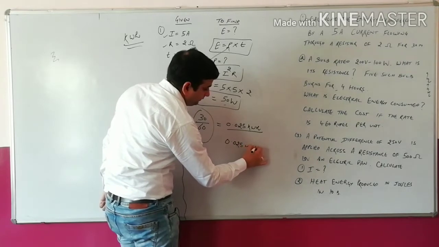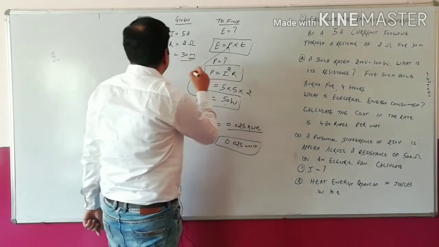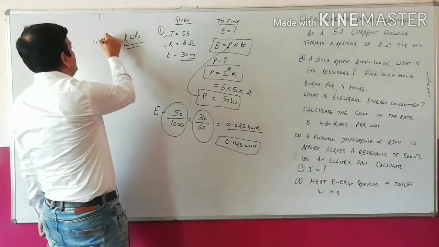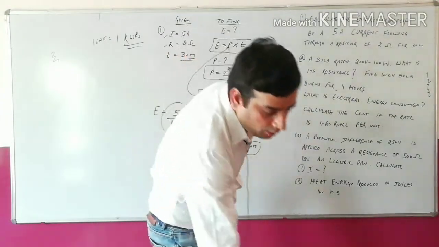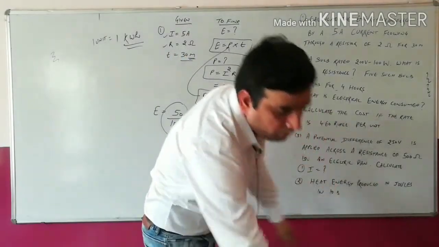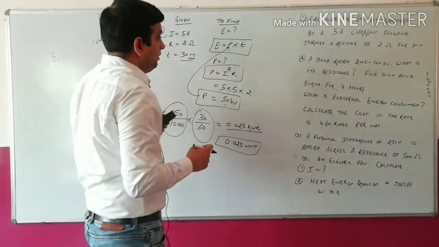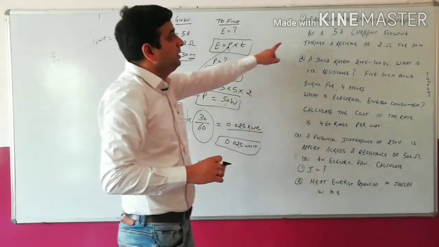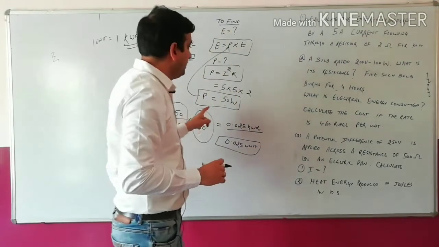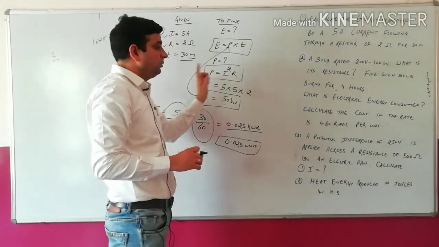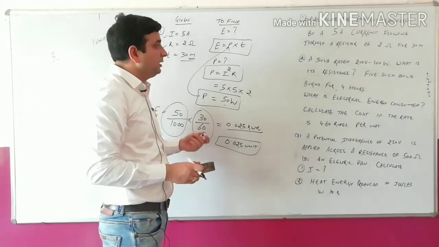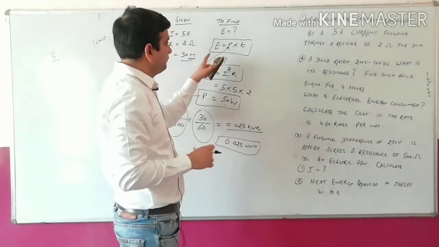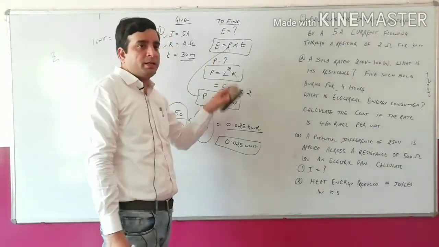Or you can directly write 0.025 unit, because 1 unit is equal to 1 kilowatt hour. So that's how we can solve these types of numericals. Now I think it is clear to everyone what is given and what we have to calculate. We have used the formula according to the given parameters. They are asking us to calculate the energy, and for energy we use the formula power multiplied by time.